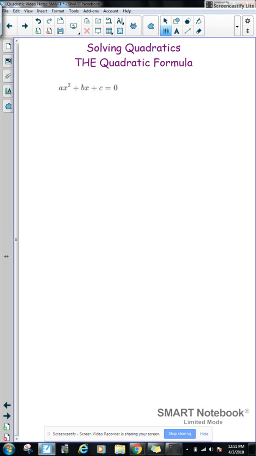Hey everyone, Mr. Schachter here with the last form of solving a quadratic, and that is the quadratic formula. So once upon a time, mathematicians said that completing the square just takes a little bit too much time, so there has to be an easier way.